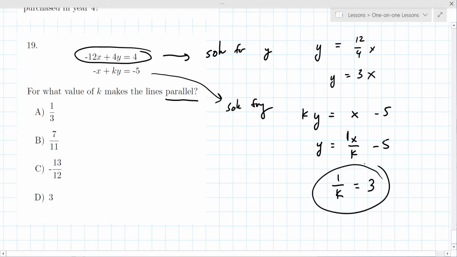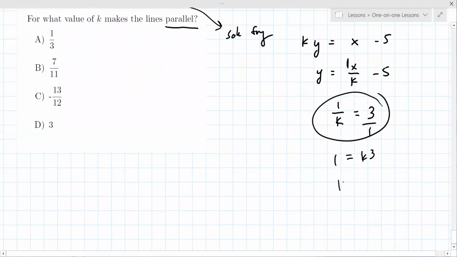So what's the solution to that? You would multiply by 1 over 3. It is 1/3. You have to cross multiply here: 1 times 1 equals k times 3. You can't just multiply by 1 over 1, not to get it out of the bottom. So you'd cross multiply.